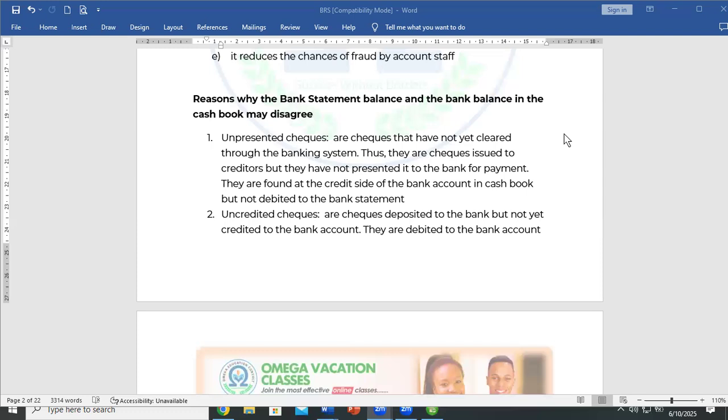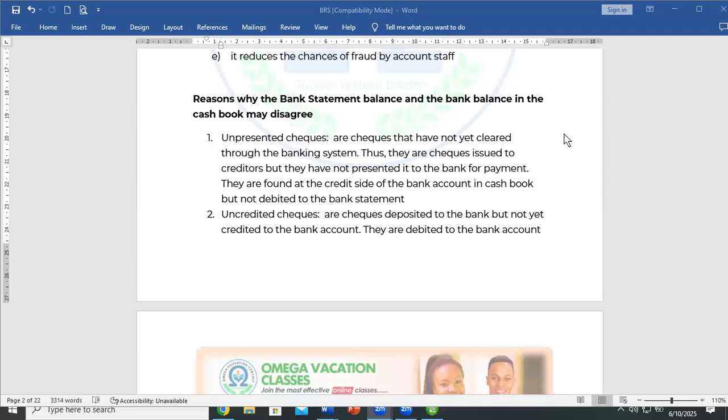So the rationale here is that immediately I give them the check, I will record in my cash book that I have made payment of 5,000 each to these two suppliers. So you see that my balance of 20,000 would drop to 10,000, with the expectation that when they take it to the bank, the bank will also make the payment and my balance at GCB Bank will also reduce to 10,000.